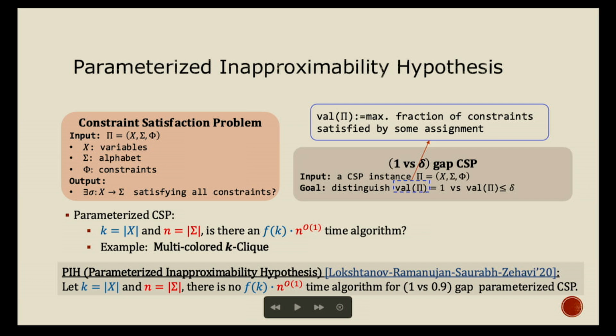So as a generalization of the PCP theorem, we have the PIH here, which says such parameterized CSP cannot be constant approximated in FPT time.